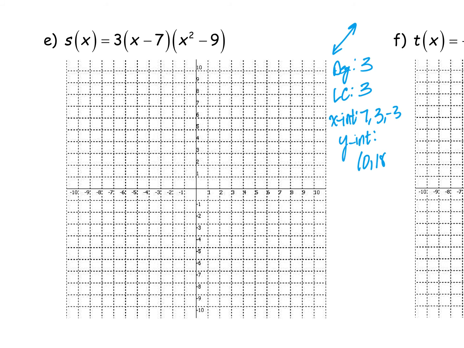Right? How do I find the y-intercept? I set x equal to 0 and solve, right? So 3 times -7 times -9. -3, +3, 7, 189. Start low. Not too bad.